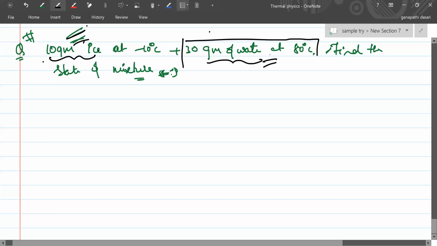This is only water. There is no possibility of it going to steam. Yes, sir. It might go to some temperature of water. That is the maximum it can go. It should be less than 80 because it is falling continuously.